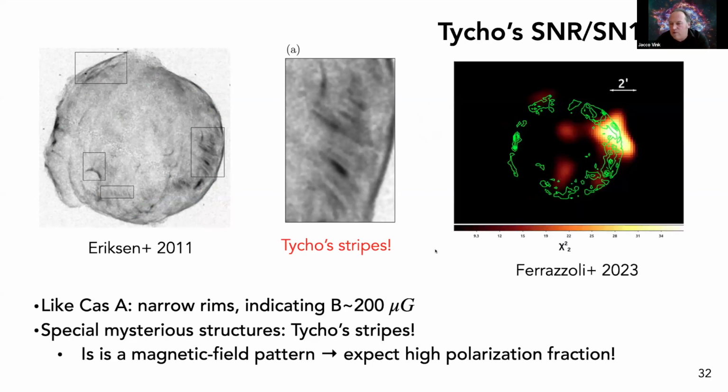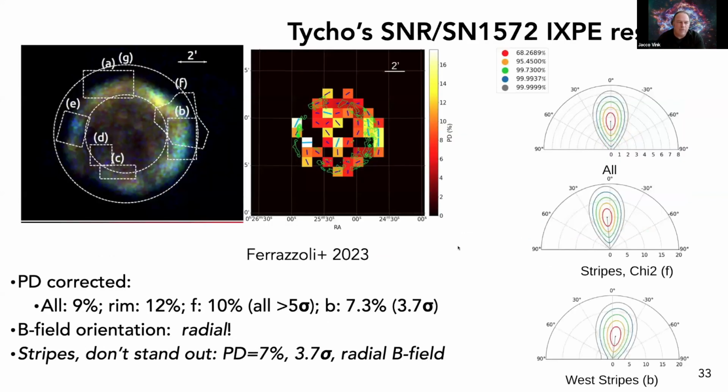But this is actually what we found. The Tycho stripes are more like here. And here we use a smoothing technique to see where we have the highest polarization, and it turns out to be slightly above that, where we indeed have some very bright X-ray synchrotron filaments. So we didn't find a very high polarization degree there.